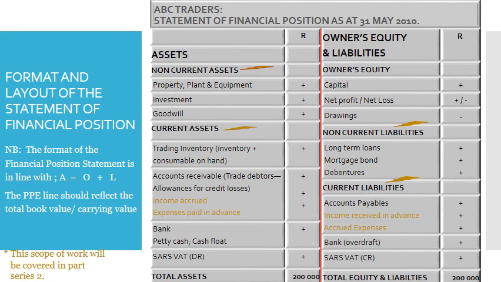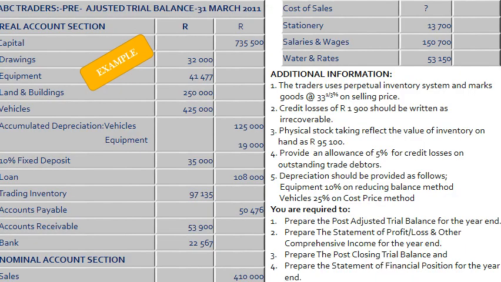Then conclude the owner's equity and liability by adding the subtotal of owner's equity to the subtotal of non-current liabilities and current liabilities to arrive at the total equity and liabilities. The statement will conclude with the total value of assets being the same as the total value of total equity and liabilities. Let's work through this example. We are given a pre-adjusted trial balance at the end of the year 31st of March 2011 of ABC Traders.